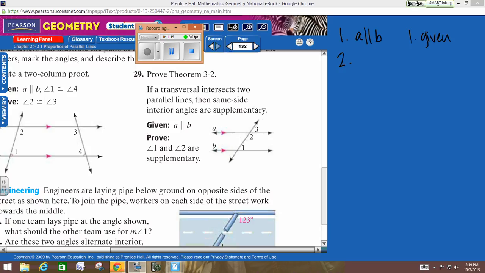What's the relationship, Trevor? Corresponding. And since the lines are parallel, then corresponding angles are going to be congruent. So we can say angle 1 is congruent to angle 3. If lines are parallel, corresponding angles are congruent. Good. We have 1 in the proof now. Now we need to get angle 2 somewhere in the statements.